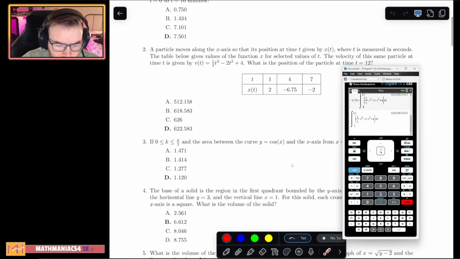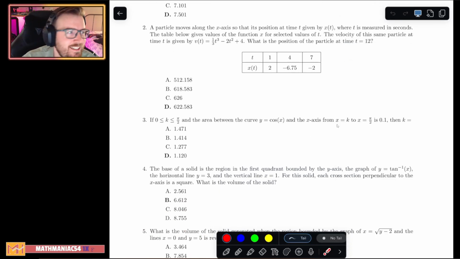Okay. I remember this next question being the hardest, so forgive me if I have to think about it a little more thoroughly here. If 0 is less than k, which is less than pi over 2, and the area between the curve y equals cosine of x and the x-axis from k to pi over 2 is 0.1, then what does k equal? So the area underneath cosine is 0.1 from k to pi over 2.